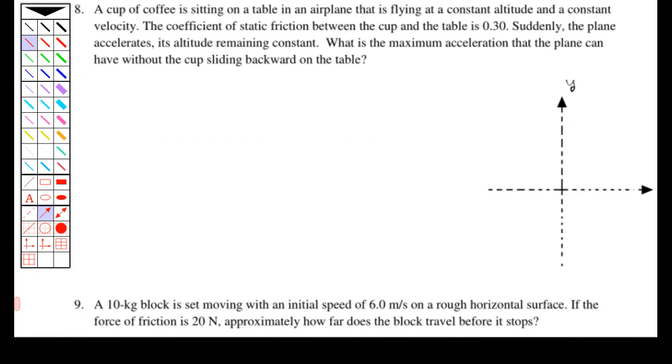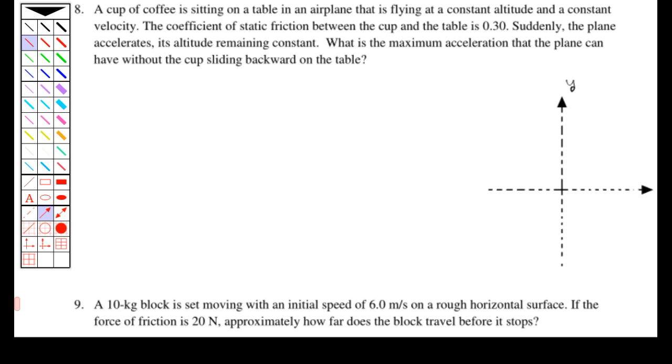Okay, I'm going to work on problem 8 of the Newton's Laws practice problems that I sent out. In this problem we have a cup of coffee on a plane, and the plane starts to accelerate, not upwards, it's staying at the same altitude. We want to find the maximum acceleration of the plane so that the cup doesn't slide backwards. Alright, so let's draw the free body diagram for the cup.